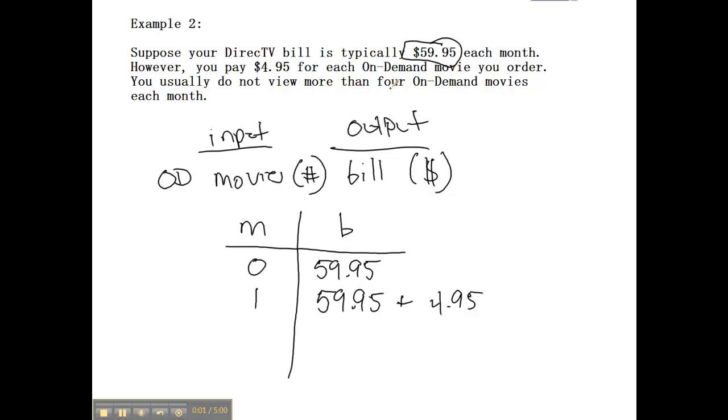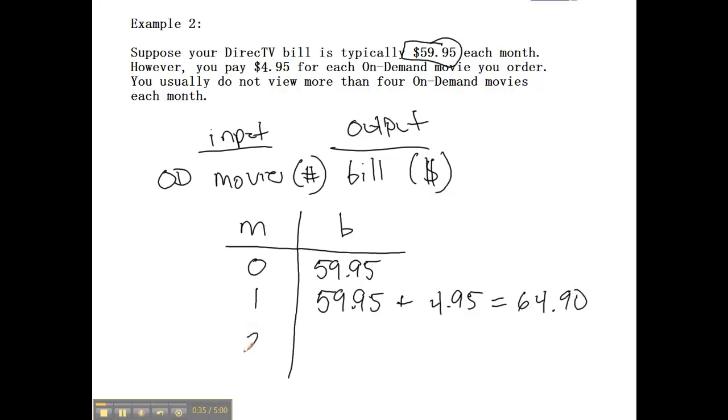So with our DirecTV bill problem, we said that $59.95 is what you pay each month, and $4.95 is what you pay for each on-demand film. We're looking at our monthly bill as a function of the number of on-demand movies we view. We know this is a function because depending on how many on-demand movies we view, we should be paying one fixed price. So if we only watch one on-demand movie, we'll be 10 cents shy of $65, I think right at $64.90.